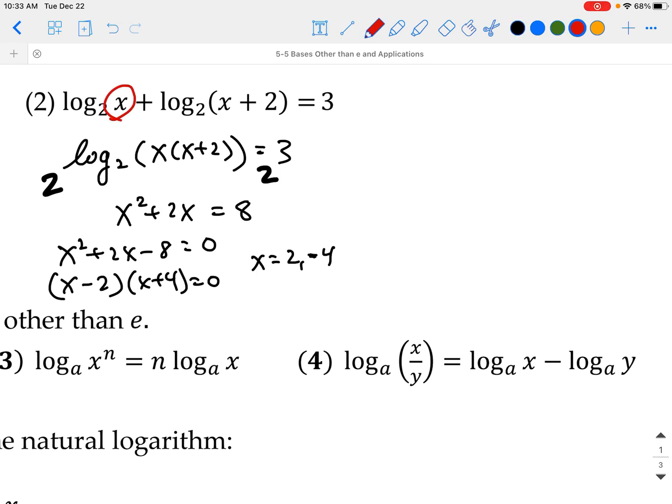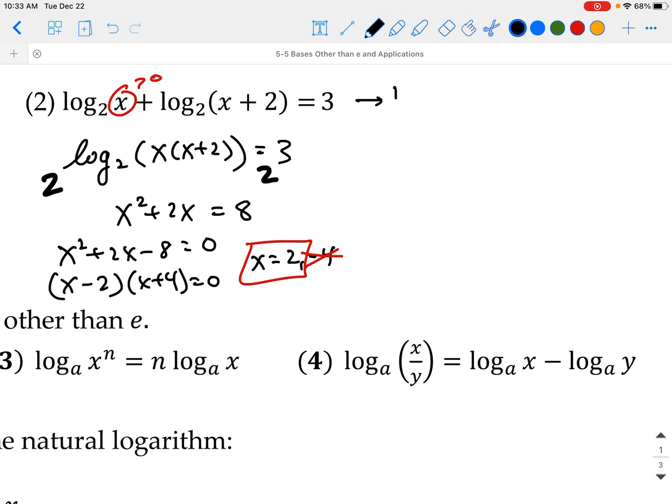However, with log equations, we do have to be careful about these domain values. So this cannot be negative. It has to be greater than 0, which means we have to throw out negative 4 as a possible answer. So the only answer would be x equals 2.